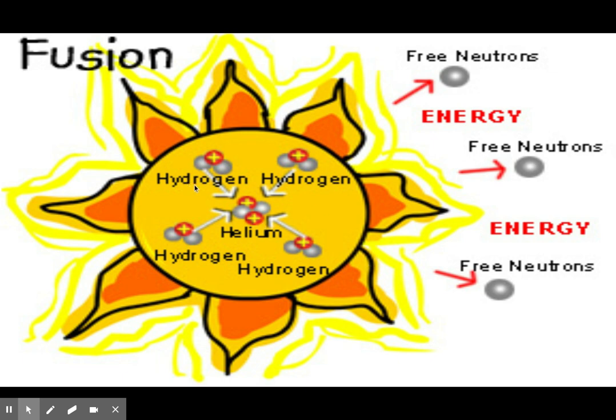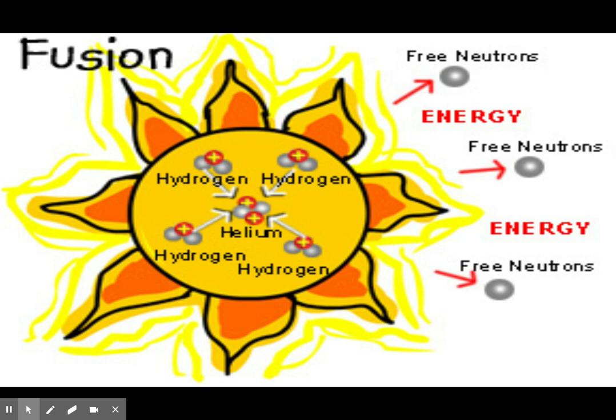So, in stars like our sun, these are giant fusion reactors. They are taking an element like hydrogen, which is element number one, and when hydrogens ram together with enough speed, they will actually start to make bigger elements like helium and then on up the line. This process releases energy and free neutrons.